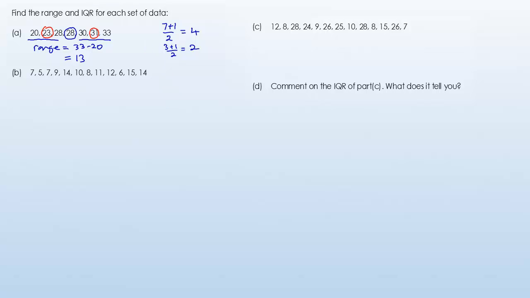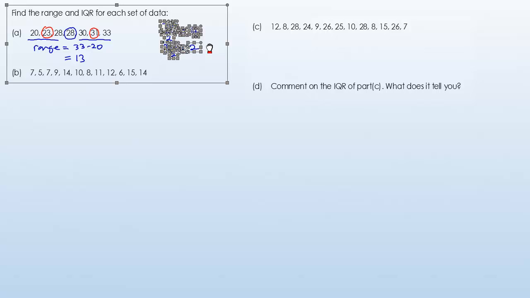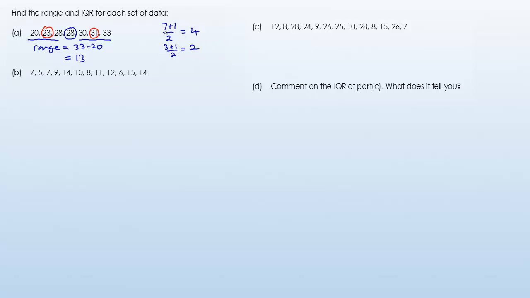Let's just make a little bit of space by getting rid of these calculations over here. That's actually difficult to do, so let's just get the eraser, see if we can get rid of them. There we go. And the interquartile range is going to be the upper quartile take away the lower quartile. So that gives us 8.